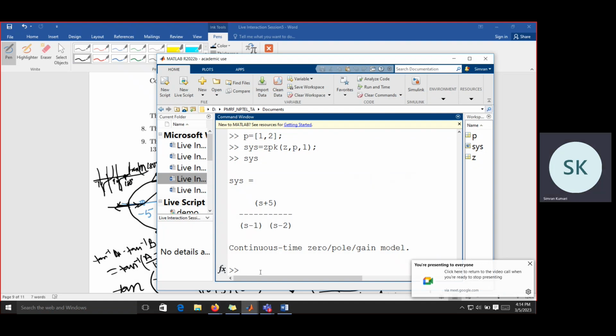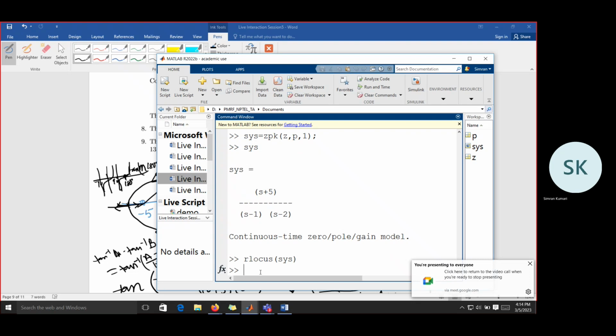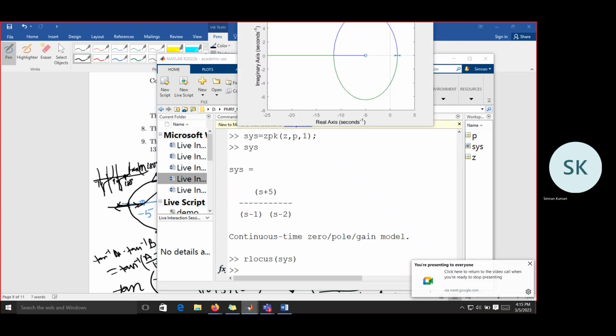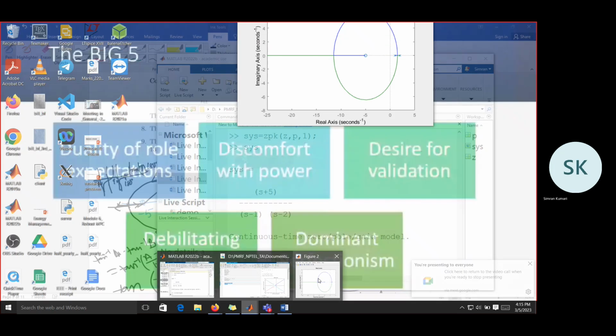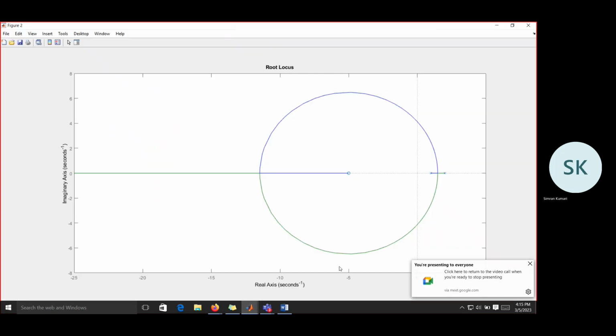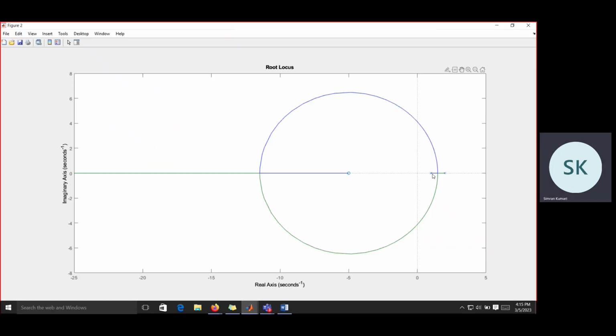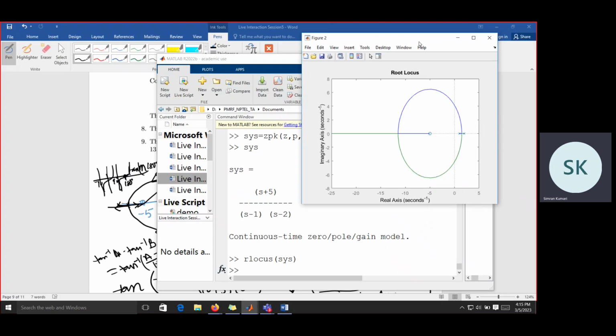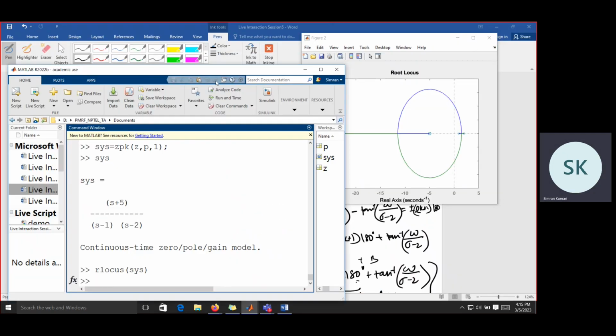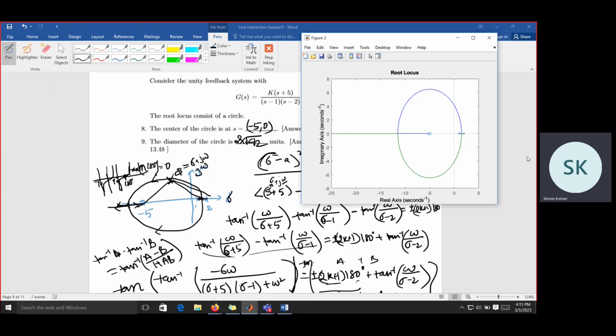Okay, so now we'll find the root locus of this system. So we can see, okay, this is a circle, which means the root locus consists of a circle. This we can see from the root locus command also.